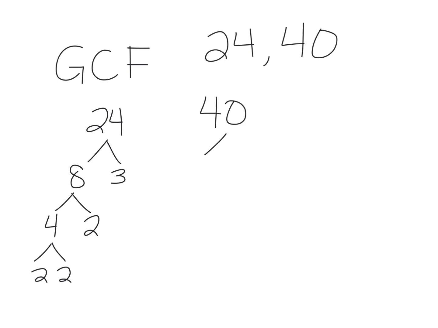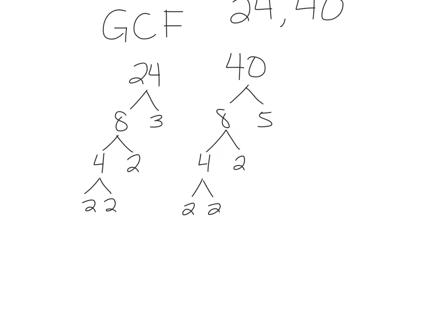What are two numbers that multiply to 40? 8 and 5. What can I break apart? 8 is 2 and 4, and then same thing with 4 is 2 and 2. After we're done with the factor tree, what do we do from here? Line them up, right? Make your list.